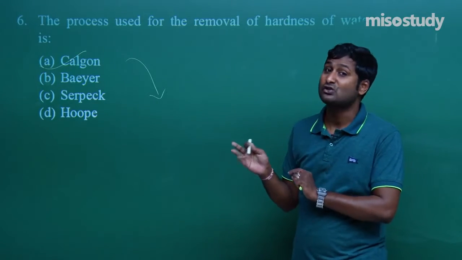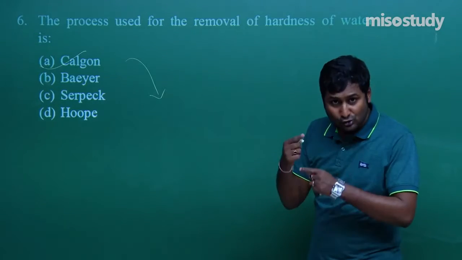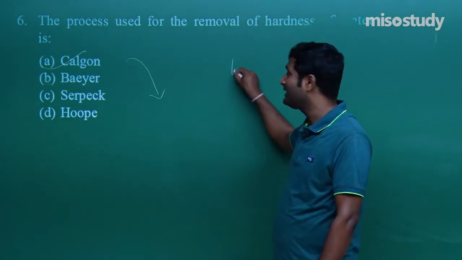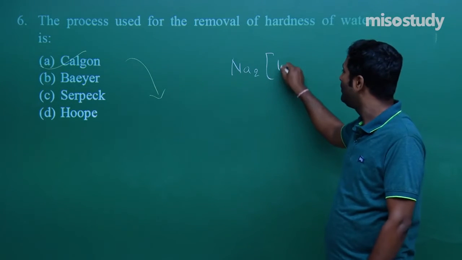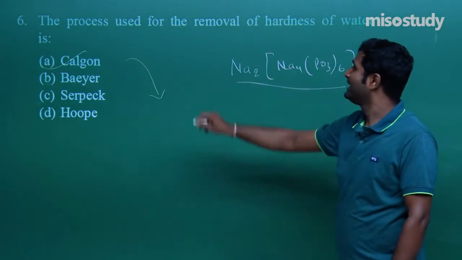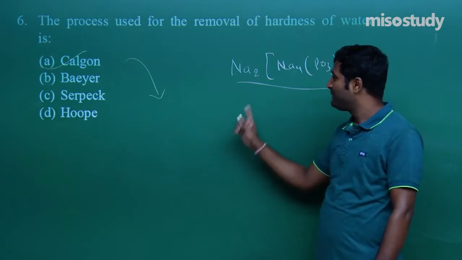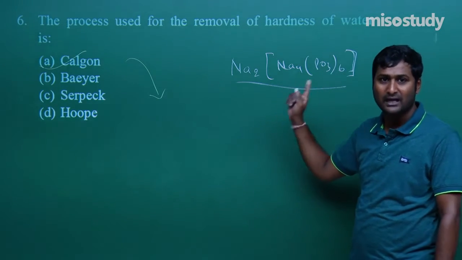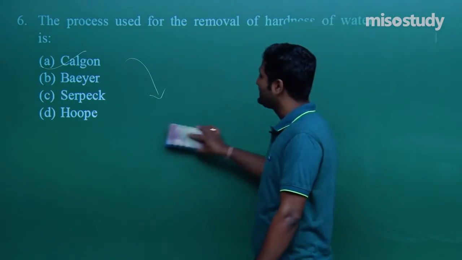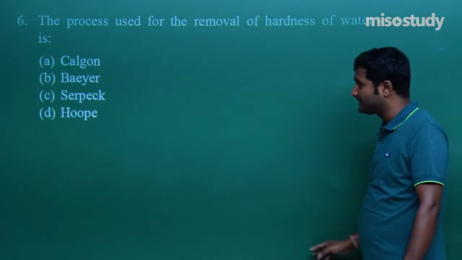Sir, Calgon is sodium hexametaphosphate. What is sodium hexametaphosphate? How to write the formula? Do you remember this? Sir, Na2, Na4(PO3)6. This is the formula of Calgon. Clear? Remember, sodium hexametaphosphate. Now I'm going to rub this part, friend, and we'll discuss the next part of the question. Wait for a moment.